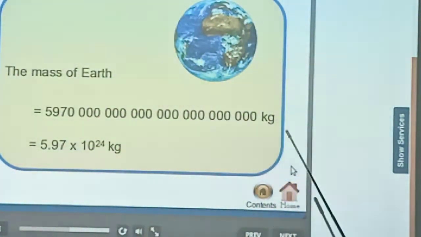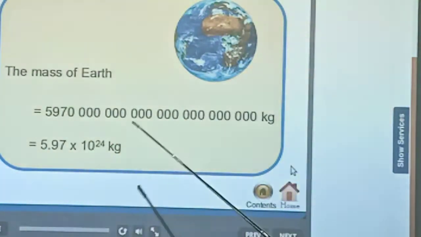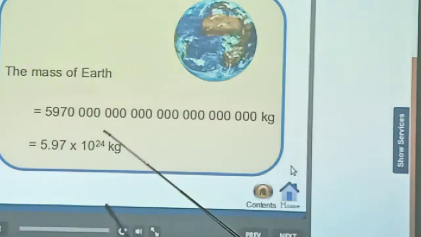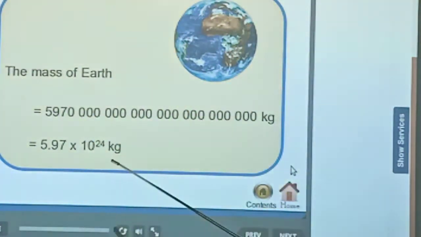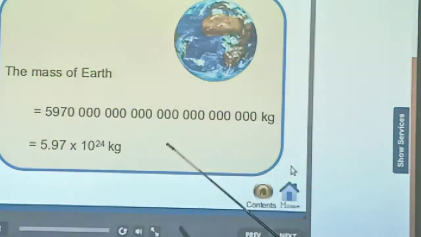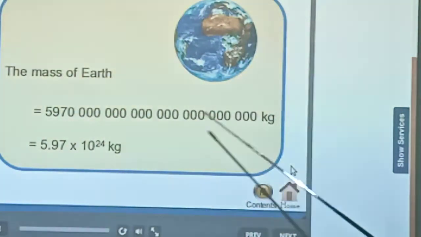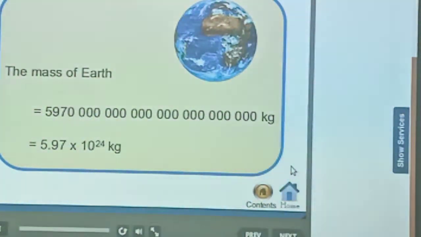Again, an example from science. There are 22 zeros, and then 9 and 7 we will also count. So the total digits after 5 are 24. So it is 5.97 multiplied by 10 raised to the power 24. Remember, we have to find the number of digits after 5, after the decimal point. So there are 22 zeros and 2 digits 9 and 7, so in total there are 24 digits. So it is written as 5.97 multiplied by 10 raised to the power 24.